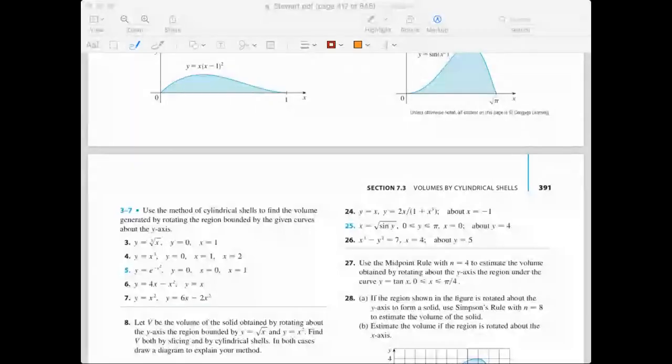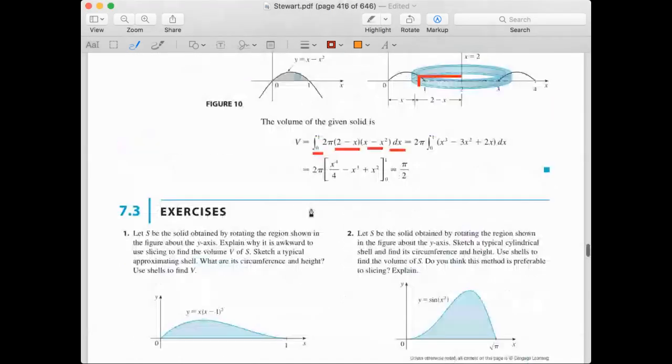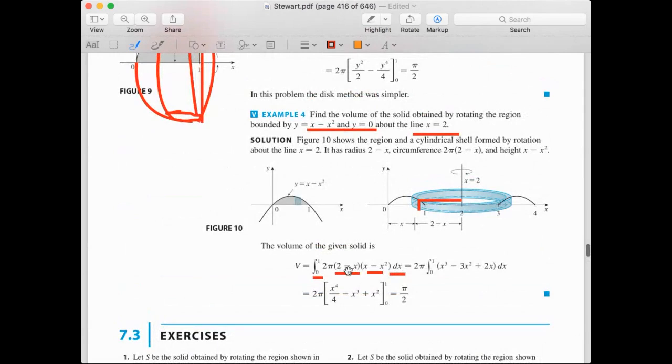Oh, hold on. Julia asked me a question. Sorry, I didn't see this. Why is the radius 2 minus x? Julia, that's still your question, right? Why is it this 2 minus x?